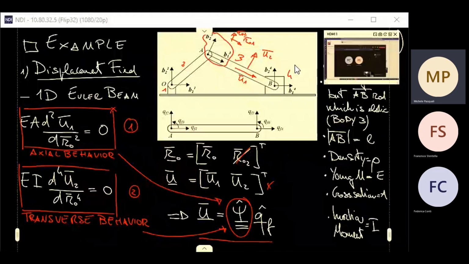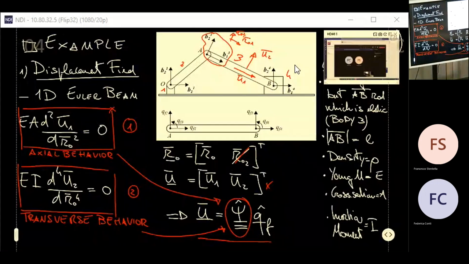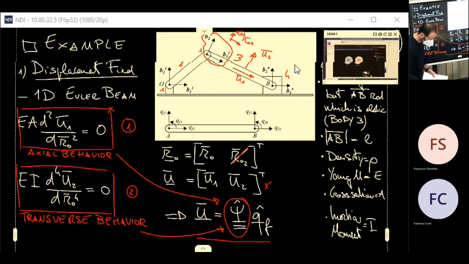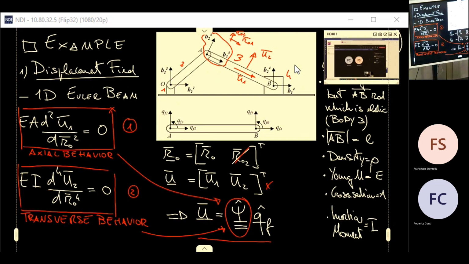So the idea of today's lecture is to complete the exercise that we started last time, for which, if you remember, we were able to derive the shape matrices for this flexible beam element going from A to B in this slider crank mechanism.